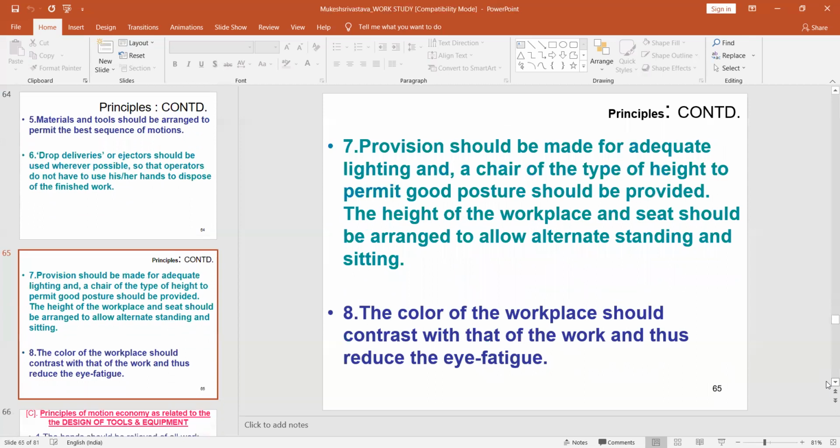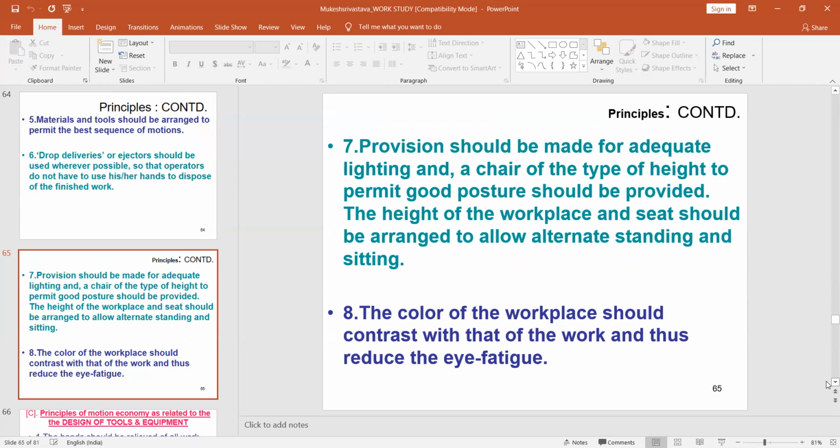Provision should be made for adequate lighting, and a chair of the type and height to permit good posture should be provided. The height of the workplace and the seat should be arranged to allow alternate standing and sitting. Obviously, it totally depends upon the fatigue. It totally depends upon the comfort and the effort level you are going to make at the workplace.